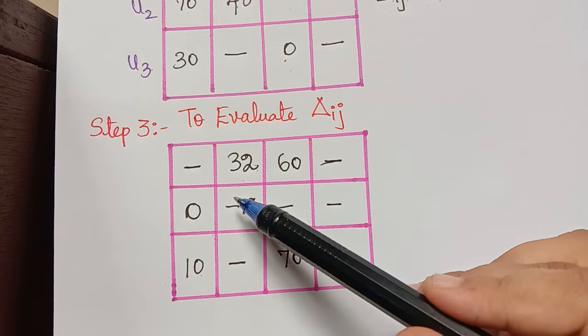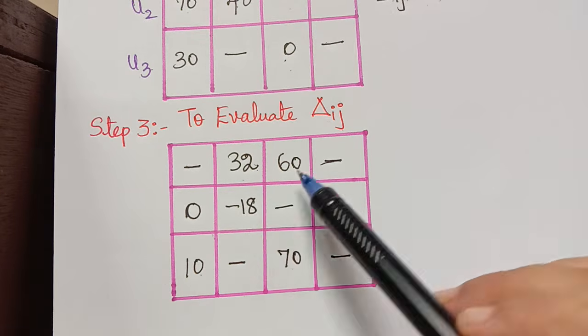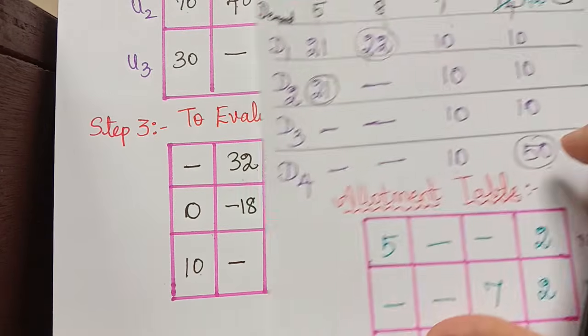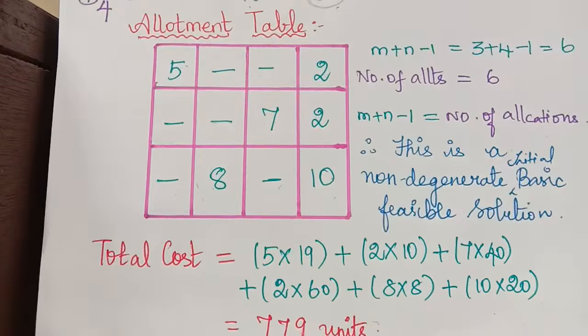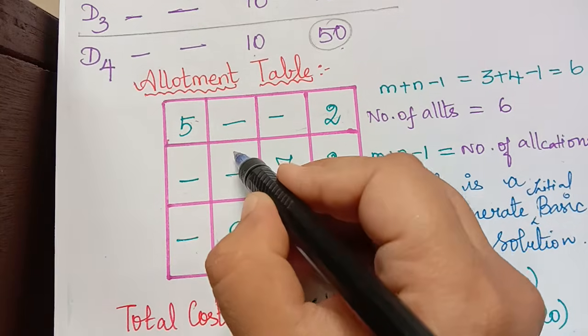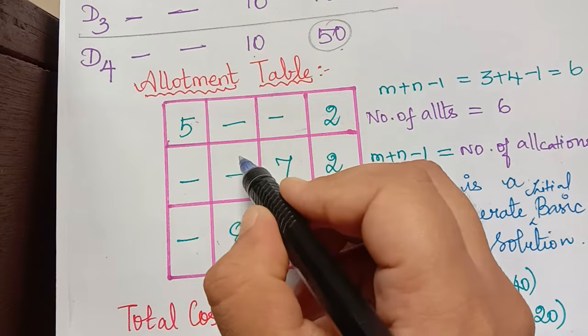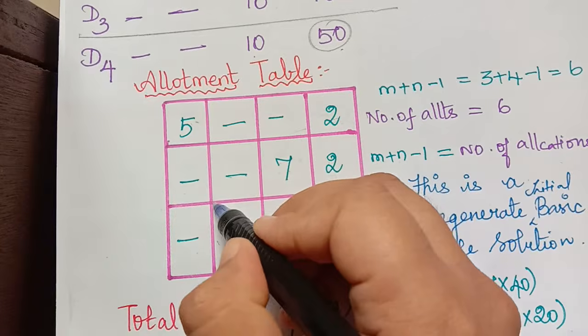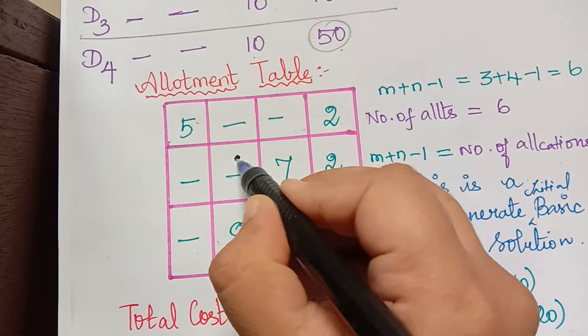It is in the second row, second column. Now what we have to do? We have to take the first allotment table that we have obtained and locate this second row and second column. The same cell we have to locate here. So this cell we have to locate first.